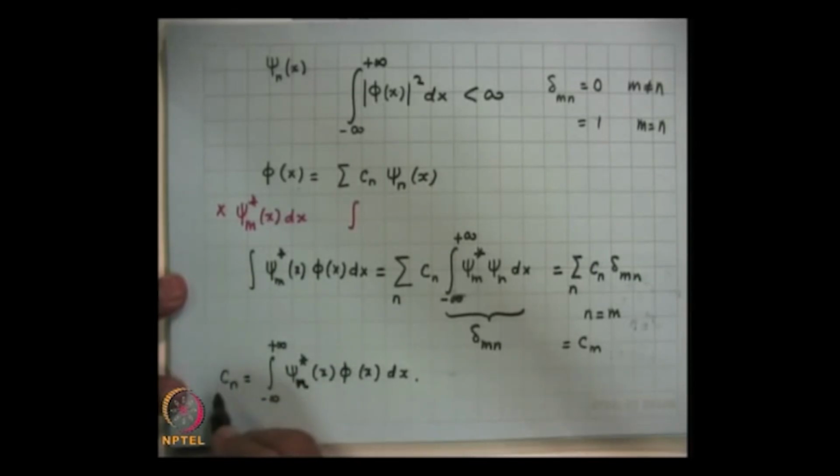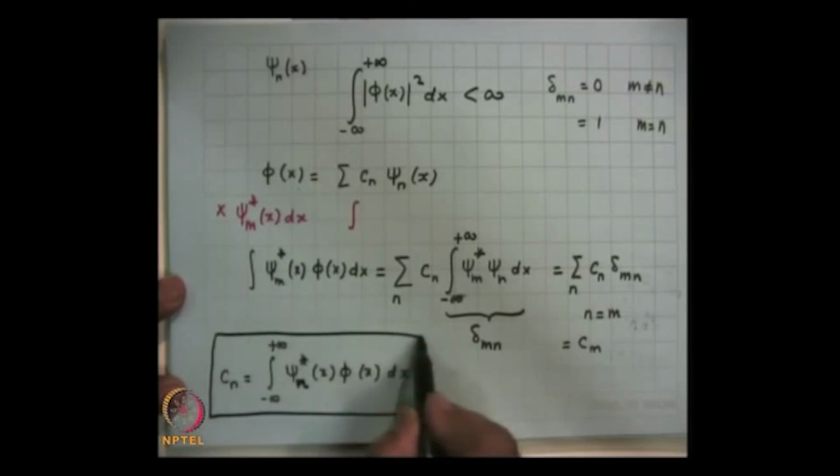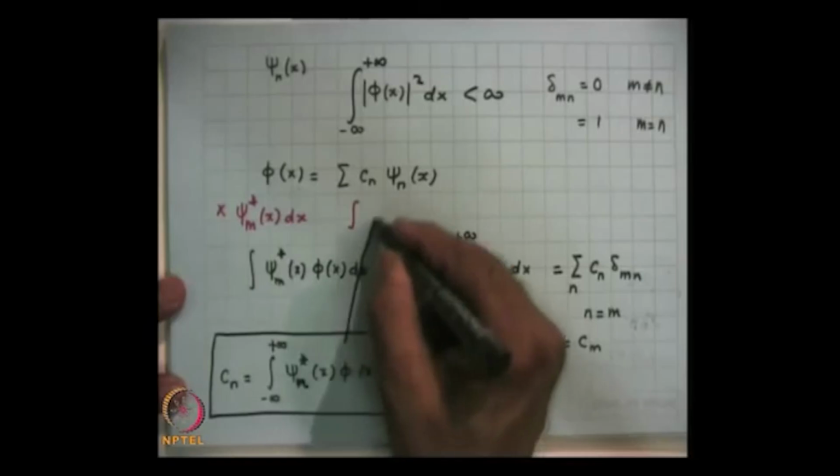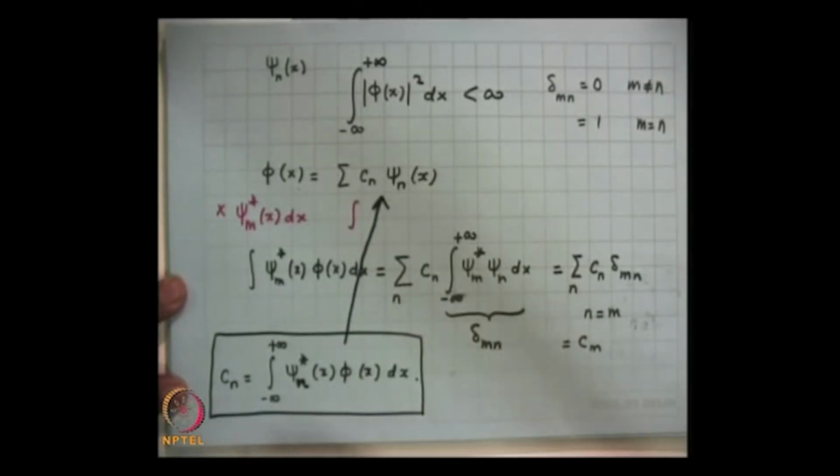Now, the next step is, I substitute for C n from here to here, but you must be careful, because this is a definite integral over x.